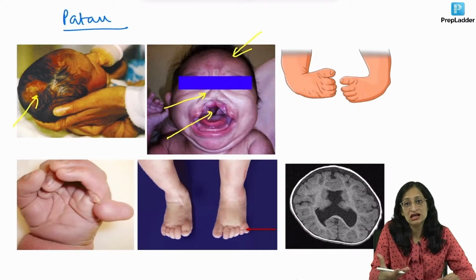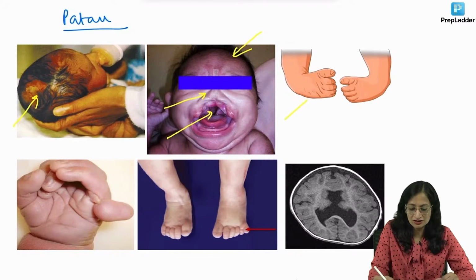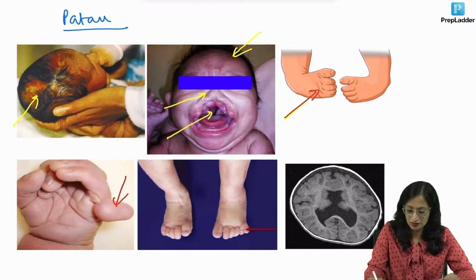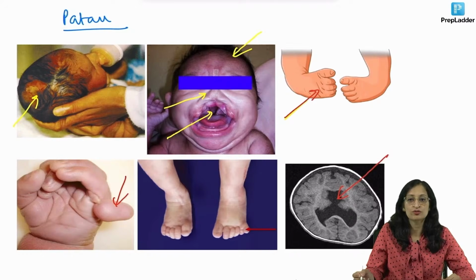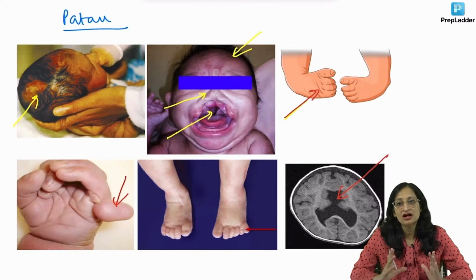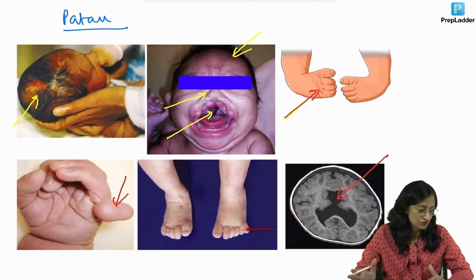Sometimes there will be a single eye. You can see the limb defects that can be there, and you can see the polydactyly or the extra digits that are there. Okay. And you can see here the holoprosencephaly, the defect in the abnormal cleavage of the cerebral hemispheres. Yes, it is usually not compatible with life, right?